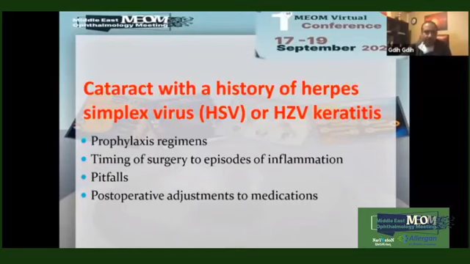Now, before going to cataract surgery alone, if these people benefit from a triple procedure, like a corneal transplant and IOL replacement, lens replacement, then I would get a cornea specialist involved in this.